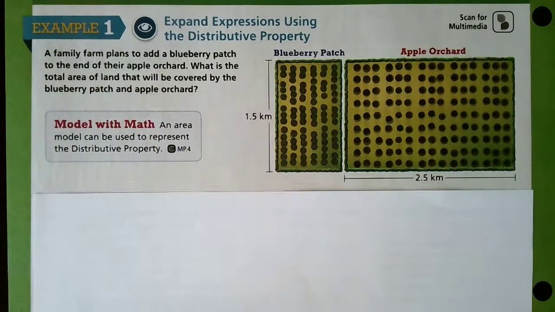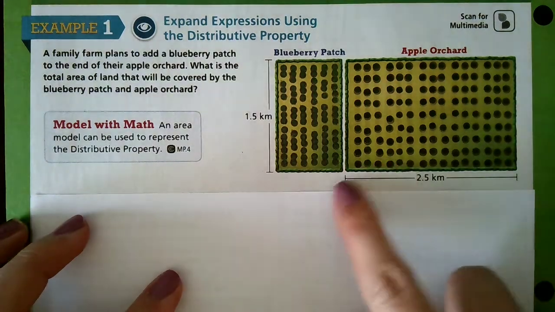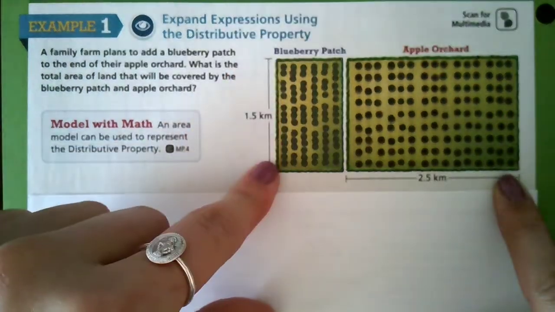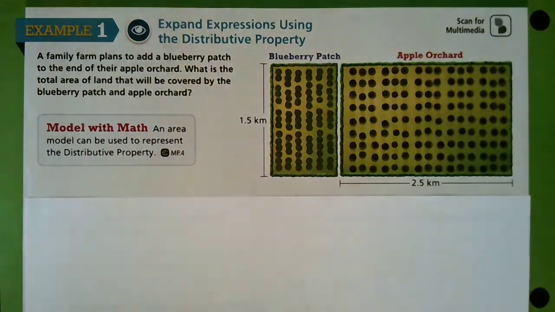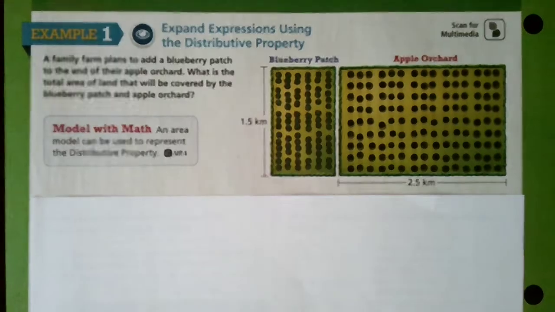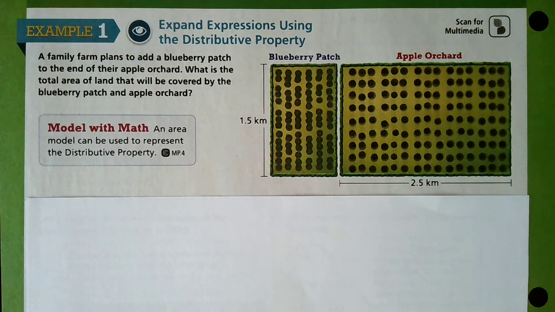All right, so let's start with example 1. A family farm plans to add a blueberry patch to the end of their apple orchard. What is the total area of the land that will be covered by the blueberry patch in the apple orchard? So we know a few dimensions here. We know the width of the orchard and the length of the orchard and the patch. So I'm going to go ahead and represent this down below here with 2 rectangles.